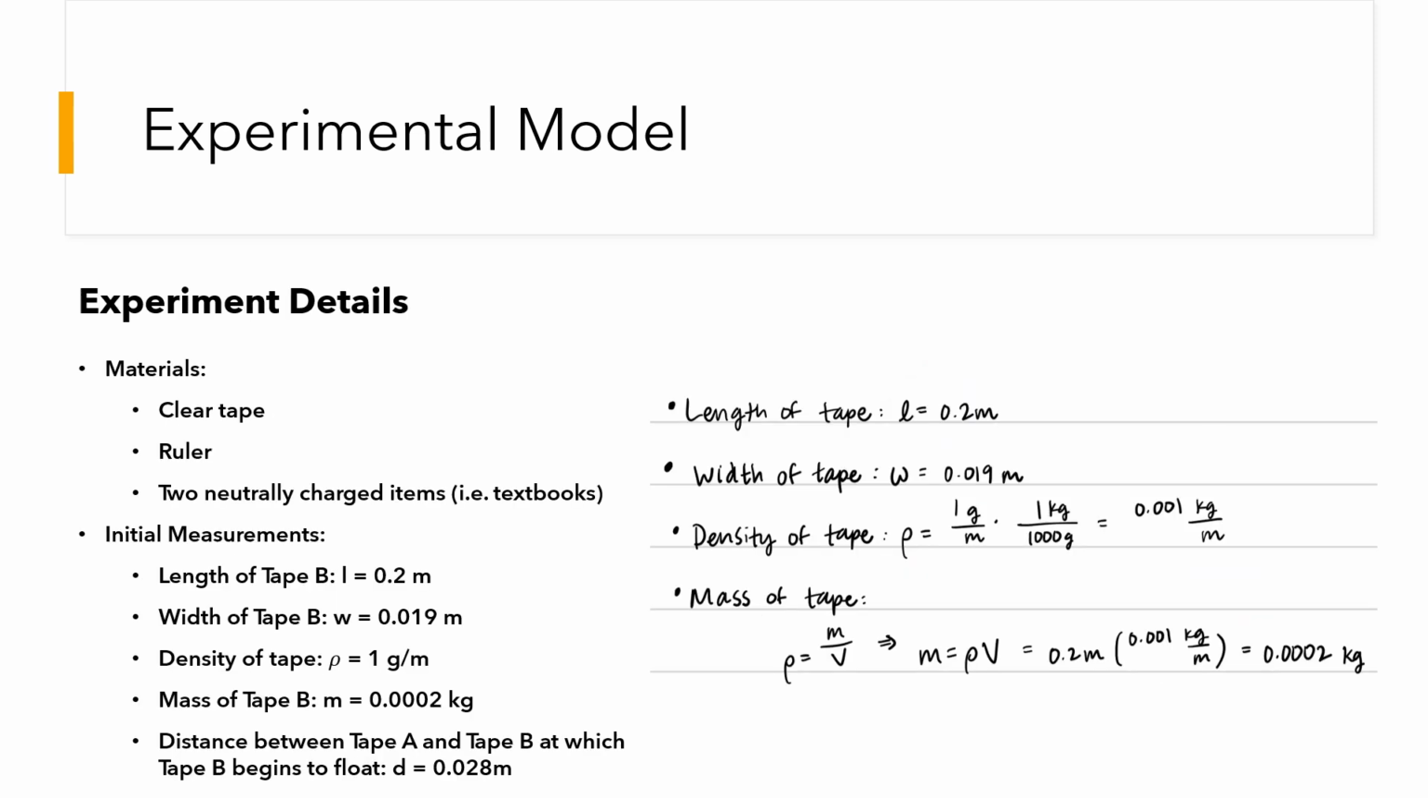The materials used are clear tape, a ruler, and neutrally charged items such as textbooks to help support the charged tape. The length and width of tape B are 0.2 meters and 0.019 meters respectively. Using the fact that tape has a density of 1 gram per meter, the mass of tape B is calculated to be 0.0002 kilograms, and the distance recorded between tape A and tape B, at which tape B begins to float upwards, is 0.28 meters.